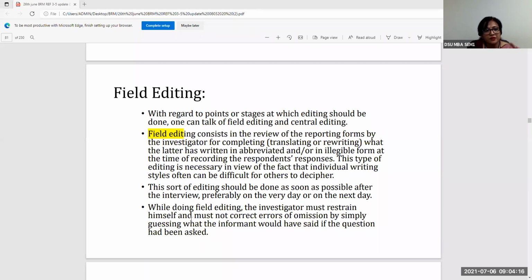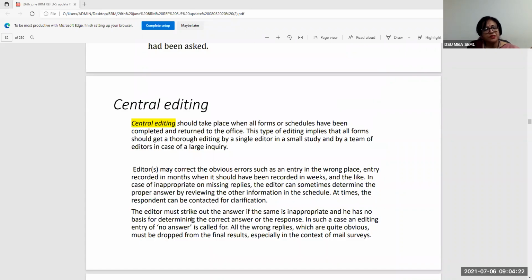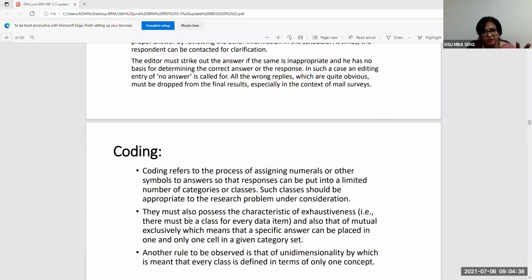Field editing is real time. We can process it as you receive the responses. Central editing would be editing the responses that you receive at a central location, where the researcher gets all the responses from different locations and different centers where the questionnaire would have been administered.